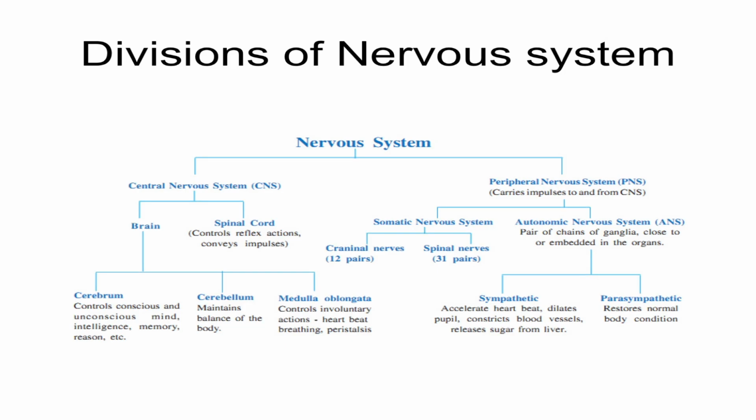In the central nervous system, the brain includes three parts: forebrain, midbrain, and hindbrain. The spinal cord conveys the impulses to the brain. Then coming to the peripheral nervous system, there are about 12 pairs of cranial nerves and 31 pairs of spinal nerves. The autonomic nervous system includes the sympathetic and parasympathetic nervous system.